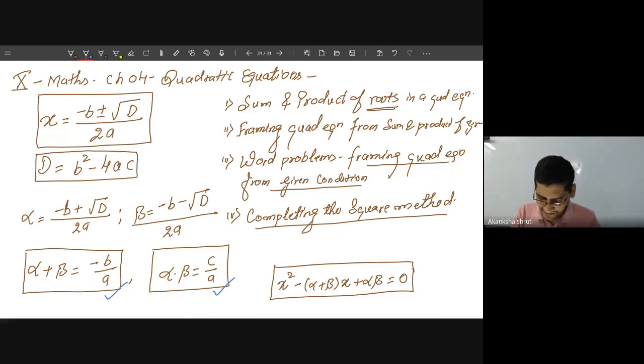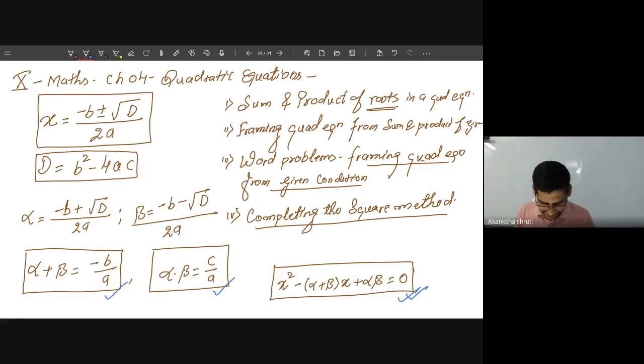Further, we will say if the sum of roots and product of roots are given, then the quadratic equation can be framed. And that equation is given by x square minus (alpha plus beta) x plus alpha beta. This is also exactly the same as for the quadratic polynomial. So these two things are exactly the same, but we will just revise our concept.